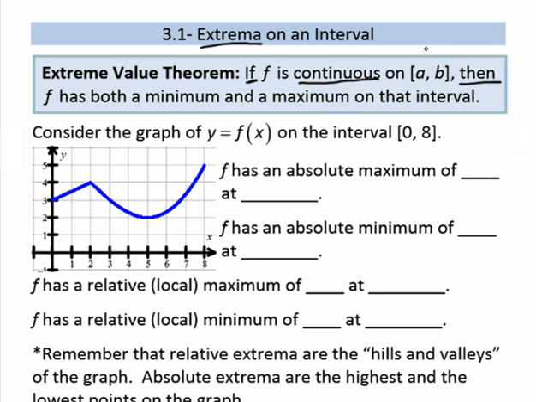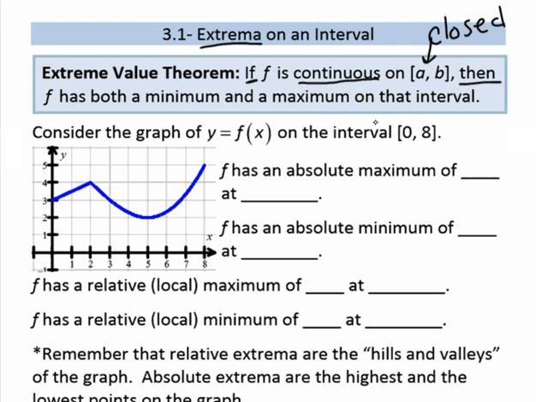It's important to note here that the interval from a to b is a closed interval. That's very important. It's not an open interval. It has to be a closed interval. That means the function is defined at both a and at b.